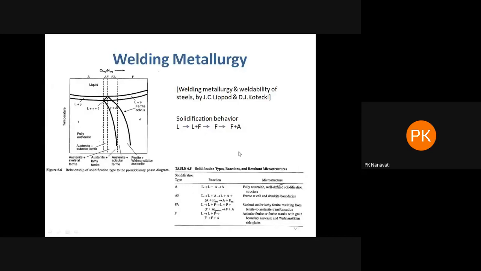So we have to take care that most of the time when we are welding, our weld should solidify in an FA mode, preferably a ferritic-austenitic mode, because the A and AF modes are susceptible to hot cracking. Hot cracking means the moment you finish the weld, you will see a crack. Now, let us move to the reason how this crack is appearing, right?